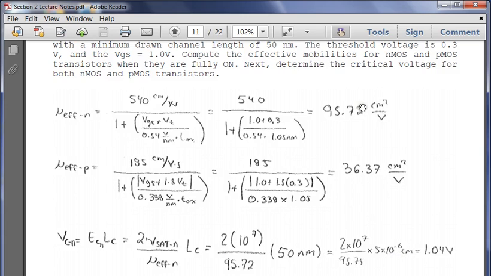So we know that the centimeters here cancel out. Velocity is in centimeters per second, so it's going to cancel out completely. 2 times 10 to the 7 divided by 95.75 times 5 times 10 to the negative 6 centimeters is 1.04 volts.